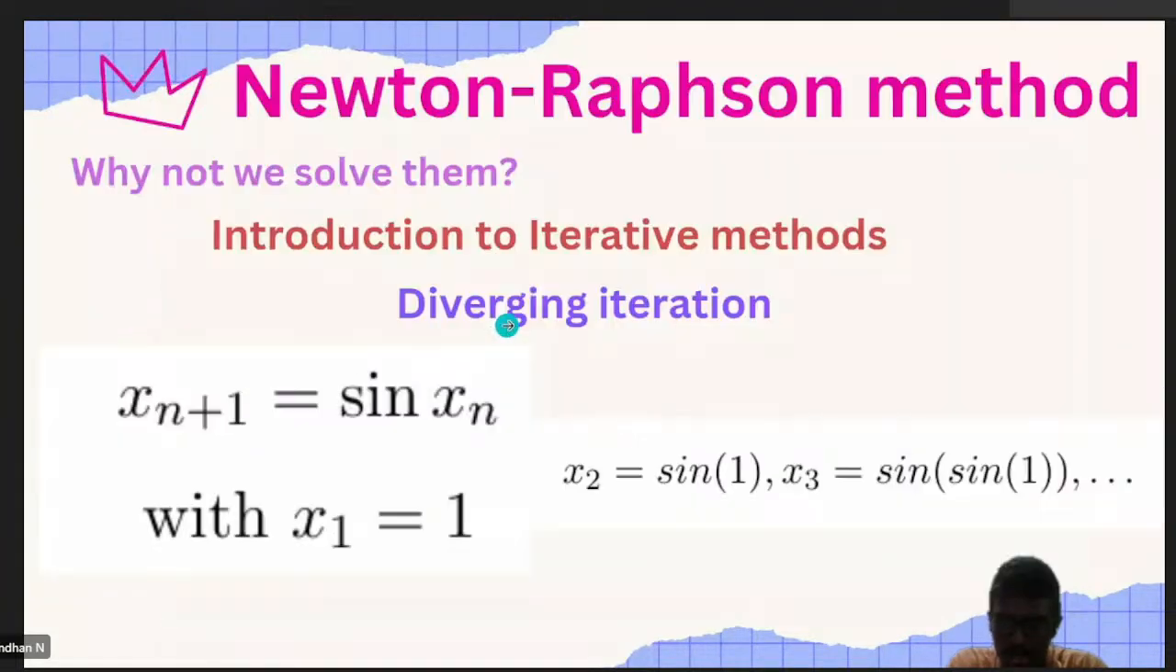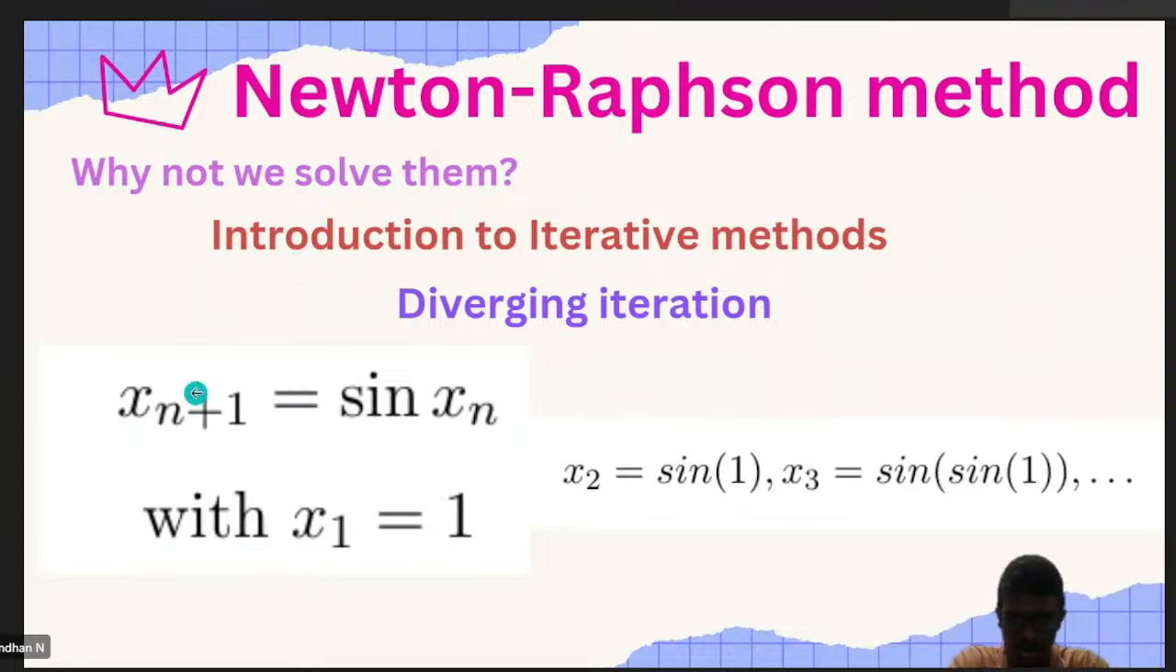Next, let's go to this diverging iteration. Diverging iteration means it diverges to some different value. Let's say xn plus 1 equal to sine of xn. Okay, this is also a condition, right? You're giving a value, take a sine of it, and then observe it. So xn plus 1 equal to sine of xn will give you x1 equal to 1, and x2 will be sine of 1. All right.